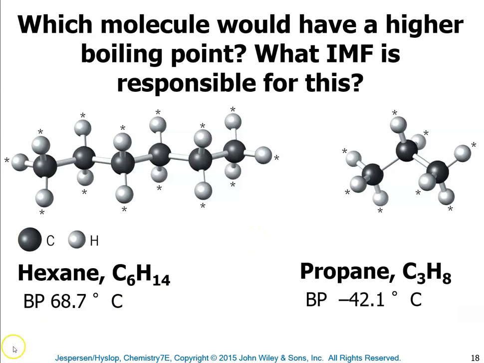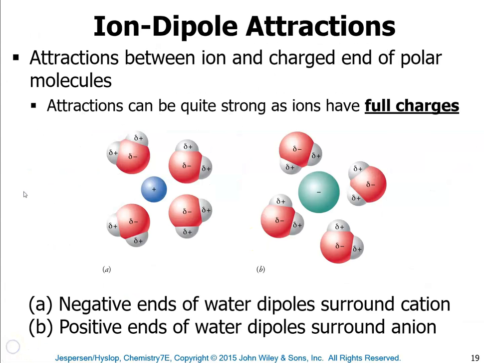A different type of intermolecular force is ion-dipole. So we talked about water as one type of dipole, right? Here's the oxygen, two hydrogens here. We have that bent shape because we have the lone pairs of electrons on the top. Partial negative charge on the oxygen, partial positive charges on the hydrogens.